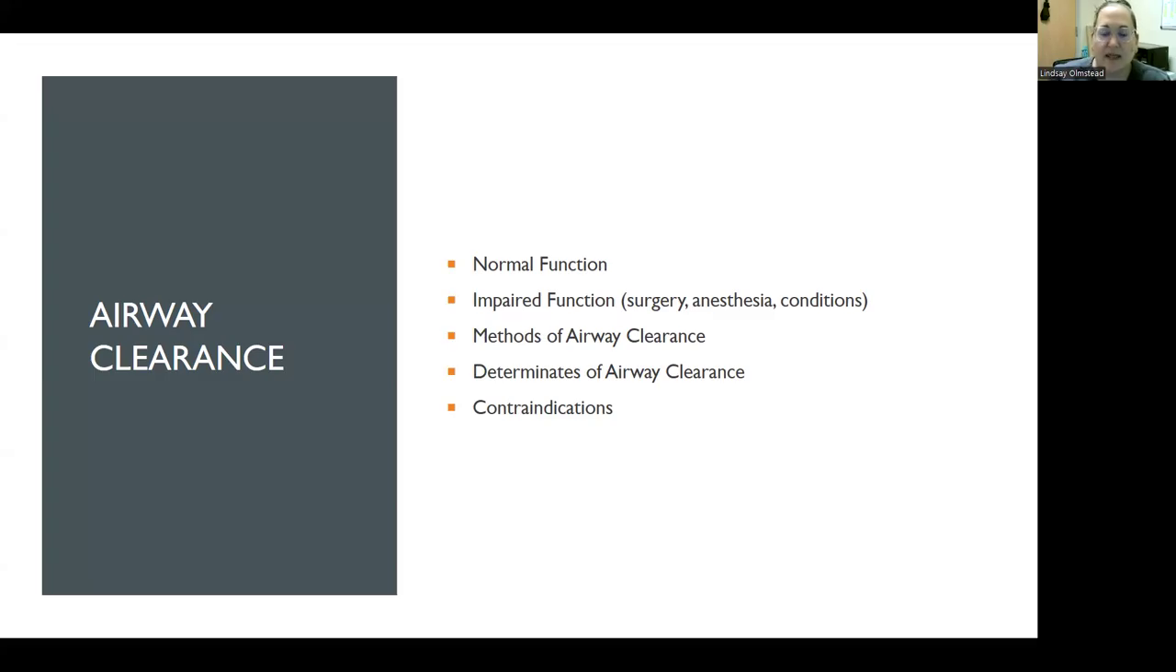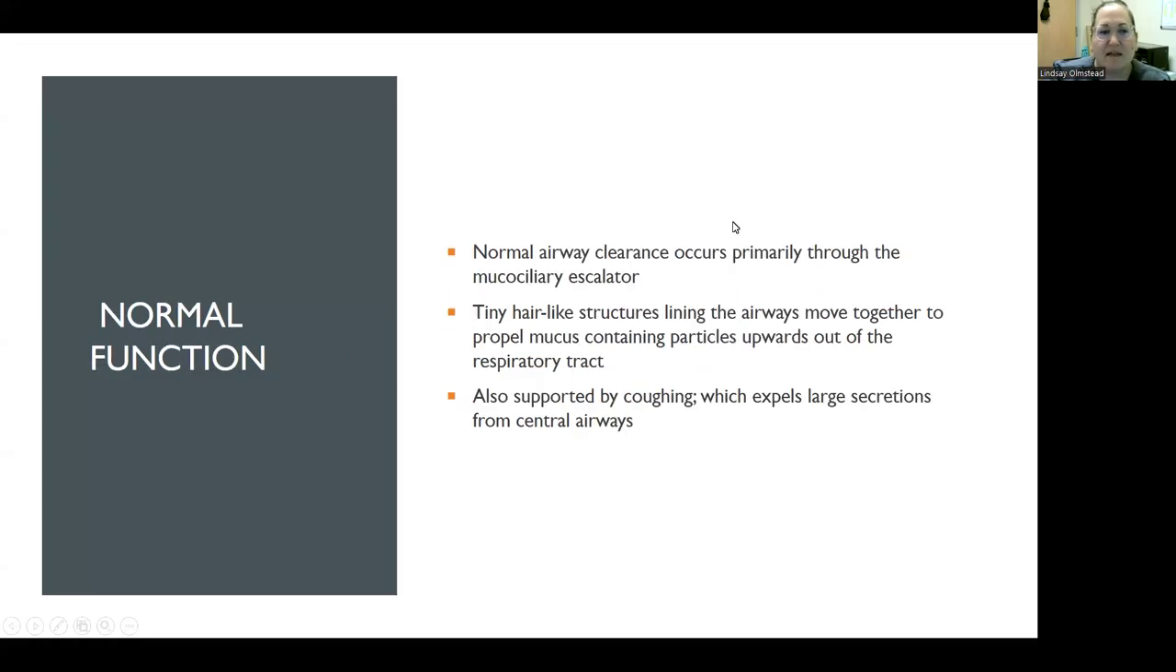There's really two things going on. It's the process of moving everything out and then getting it out. Airway clearance therapy uses physical or mechanical means to manipulate airflow, to mobilize secretions, and facilitate that cough.